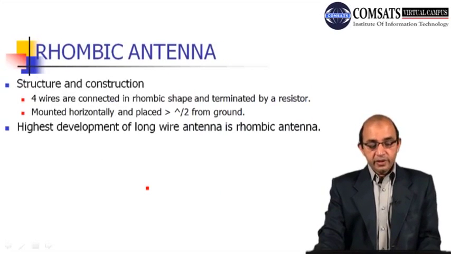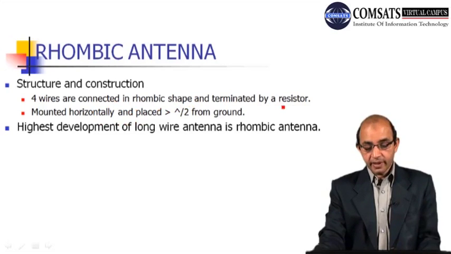Okay, then rhombic antenna. The structure and construction of this antenna is composed of 4 wires in a rhombic shape and terminated by a resistor, mounted horizontally and placed at a distance lambda by 2 from the ground. The highest development of the long wire antenna is the rhombic antenna.